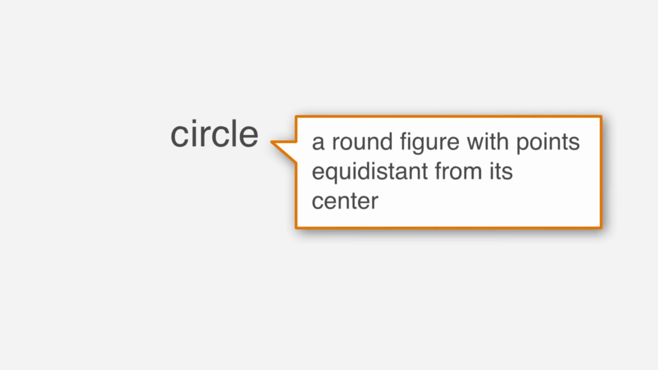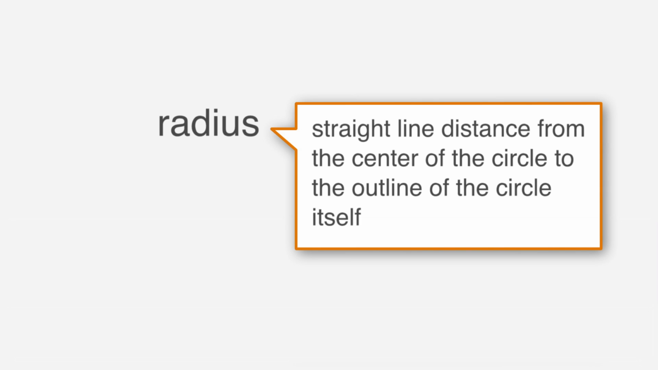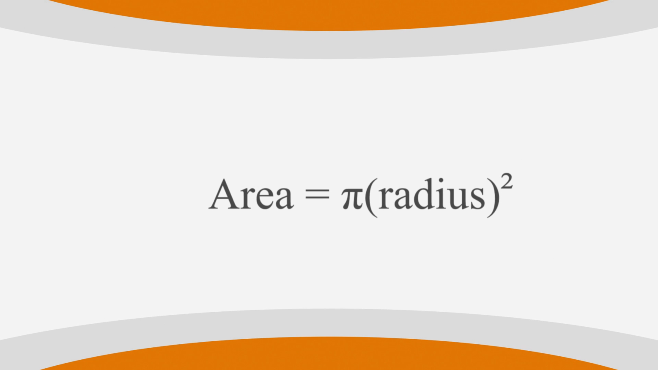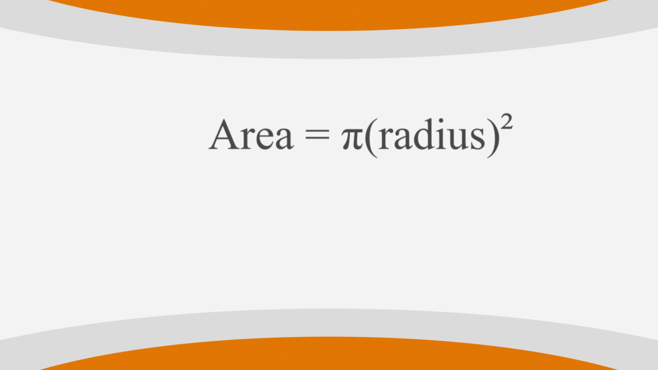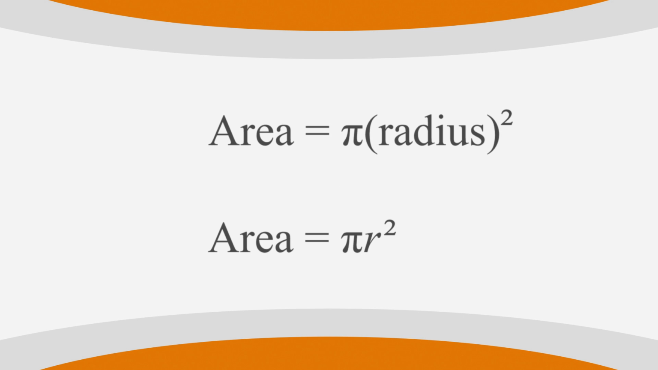Specifically, we'll go over circles, chords, arcs, and sectors. As you probably know, a circle is a round figure with points equidistant from its center. And the radius is the straight line distance from the center of the circle to the outline of the circle itself. Once we know the radius, we can plug it into the formula for the area of a circle, which is area equals pi times radius squared, usually referred to as pi r squared.